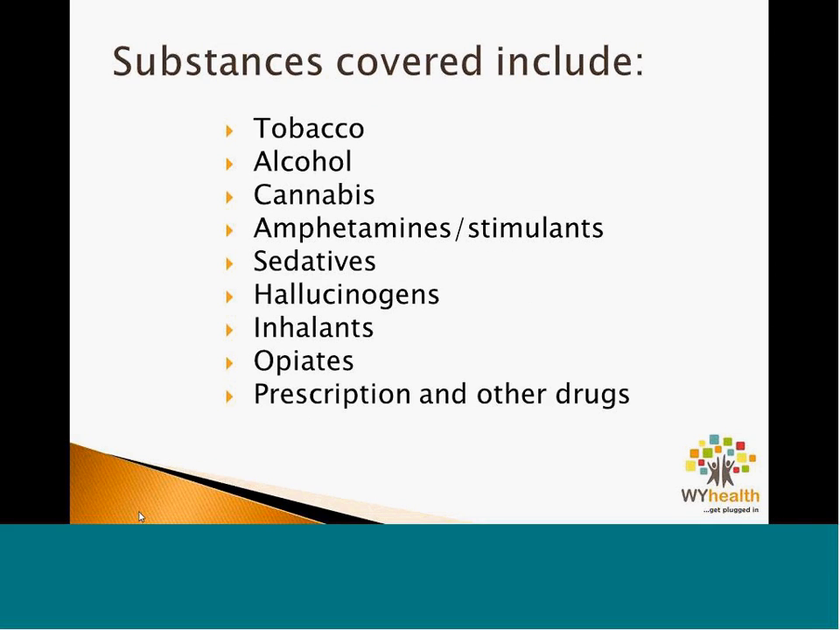The substances that are covered on the Assist screening tool are tobacco, alcohol, cannabis, amphetamine-type stimulants, hallucinogens, inhalants, and prescription use or other drugs. So this is overuse of prescriptions, especially when we're talking about the categories of amphetamines, sedatives, or opiates, which would include narcotic use.